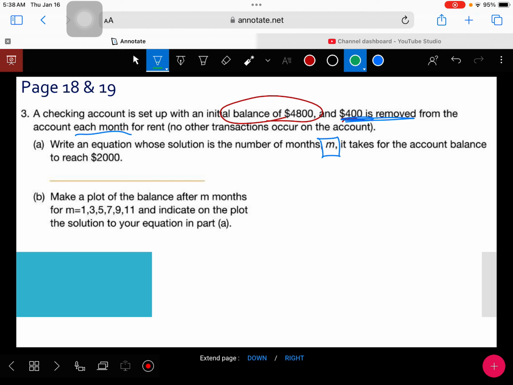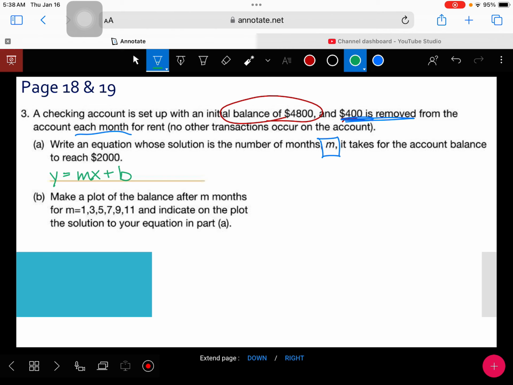Okay, so we are trying to get it in terms of M, but I need to first try to get it in a place that I understand. This whole chapter is on linear equations, and this seems to fit very nicely with our y equals mx plus b. So let's take a look.